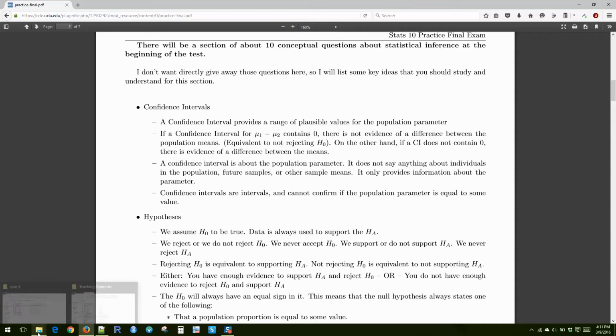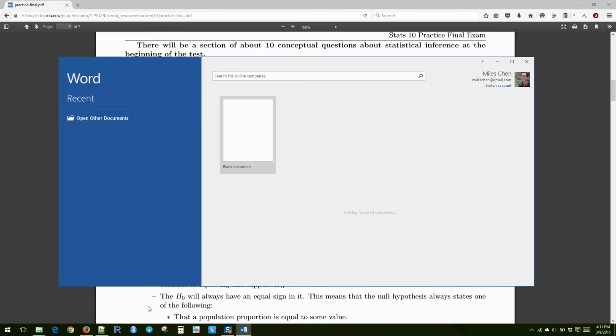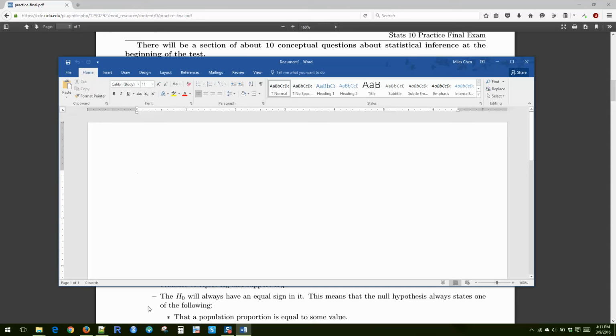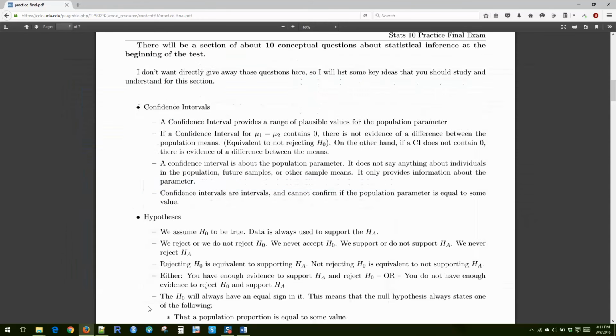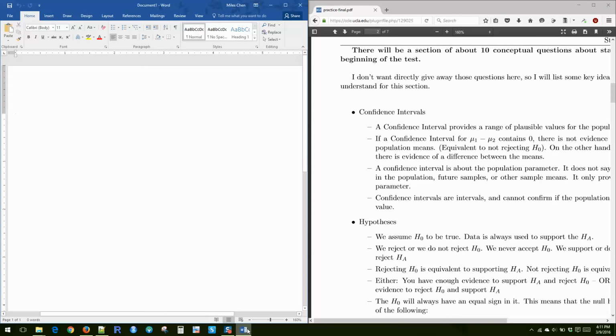All right, so let's do some clicker questions here. I'll make some true-false statements regarding confidence intervals, and you tell me what you think. For all of these, A will correspond to true, and B will correspond to false.